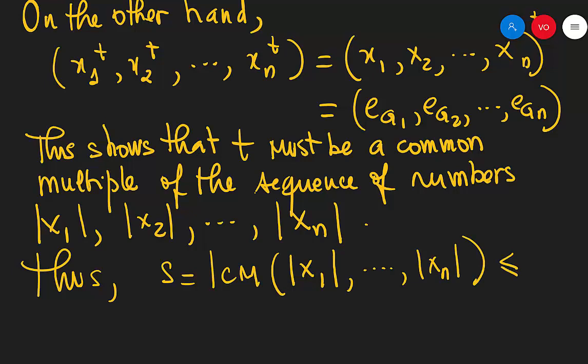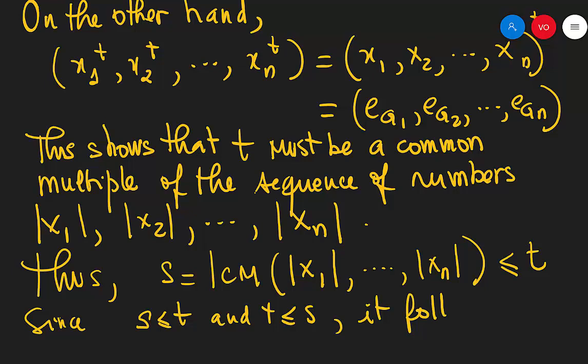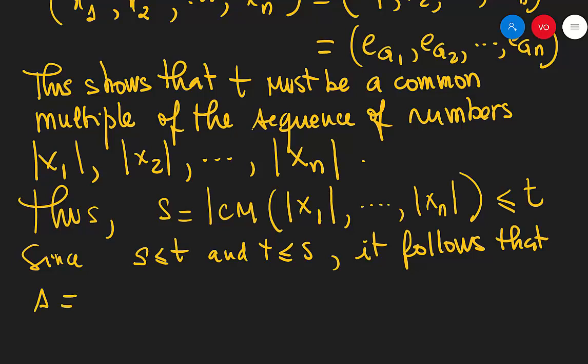It has to be less than or equal to T. Right? It's a common multiple. T is a common multiple for all of these. And so because of that, the least common multiple has to be less than or equal to any common multiple. All right. So since S is less than or equal to T and T is less than or equal to S, it follows that S must be equal to T.